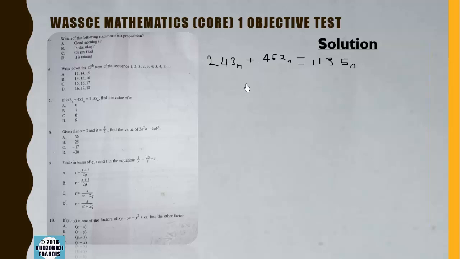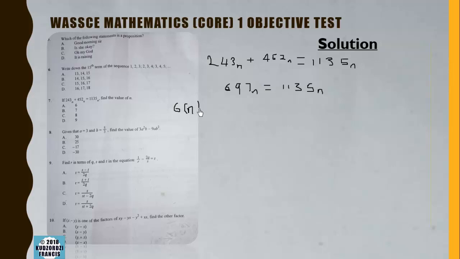So 2 plus 3 is 5. Then 5 plus 4 is 9. 4 plus 2 is 6. So 695 base n is equal to 1135 base n. So we can convert all of them to base 10.